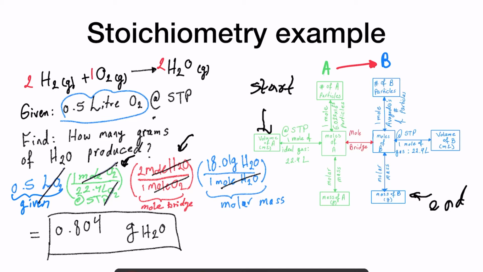So you can see here that all the units cancel, starting with the liters of O2. One is in the numerator, one is in the denominator. Moles of O2, they cancel. Moles of H2O, they cancel. And we end up with grams of H2O, which in this case, if I've done my calculation correctly, turns out to be 0.804 grams of H2O.